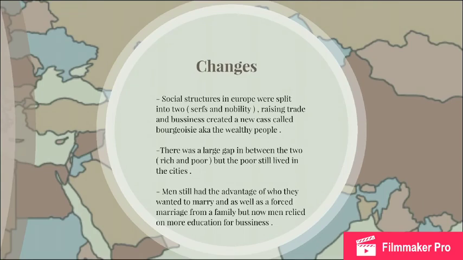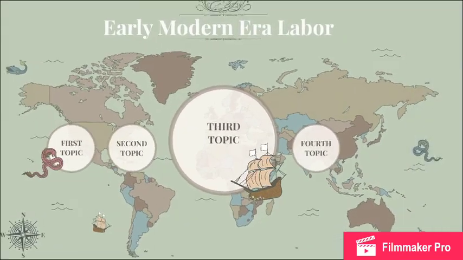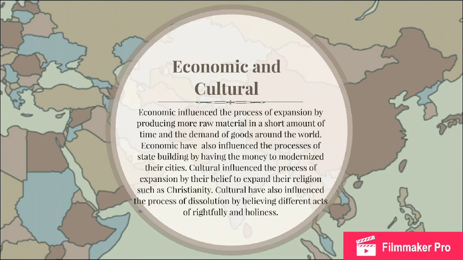Changes: social structures in Europe were split into two, serfs and nobility. Rising trade and business created a new class, also known as wealthy people. There was a large gap between the rich and the poor, but the poor still lived in cities. Men still had the advantage of choosing who they wanted to marry, as well as forced marriage from a family. The fourth topic will be about the economic and cultural.